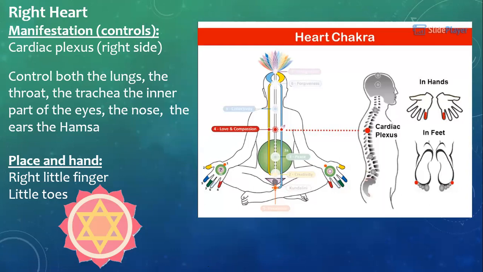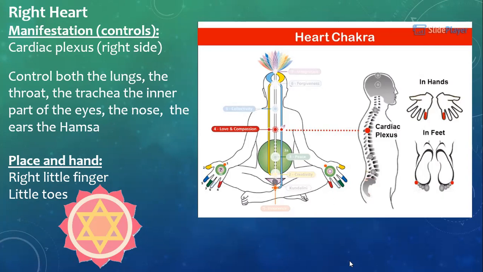All right, so the manifestation of the right heart chakra. The right heart chakra controls the cardiac plexus, and also both the lungs, the throat, the trachea, and the inner parts of the eyes, not the outside part. The outside parts of the eyes, nose, ears, and the hamsa, which is between the two eyes, are controlled by the Vishuddhi chakra. But the inner side parts are controlled by the right heart chakra.